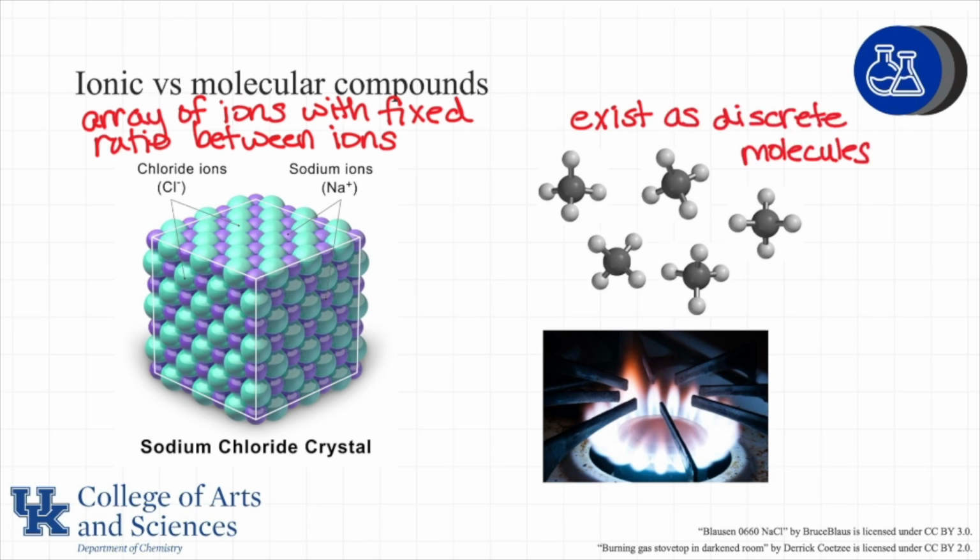When we look at a molecular compound, we see that these exist as discrete molecules. So for example, CH4, or methane gas, has specific separate molecules, so different CH4 molecules. They don't bond together. They always have one carbon and 4 hydrogens in each molecule. It's not just about the ratio like we see for ionic compounds.